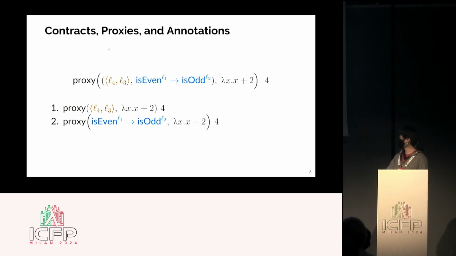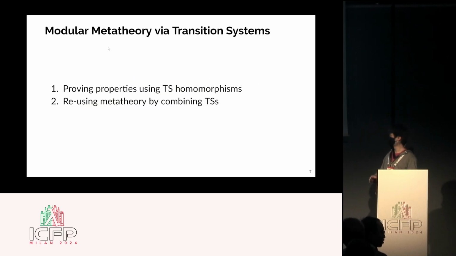So here comes the ground for meta-theory reuse. There are two steps to finish the meta-theory reuse. One is to provide a way to prove meta-theories, to prove properties, by using transition system homomorphisms. The second is to reuse meta-theory by combining transition systems.